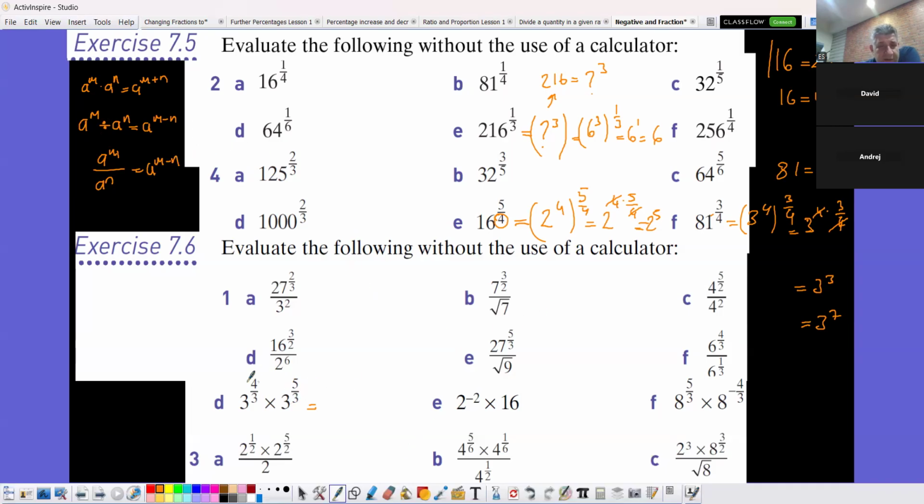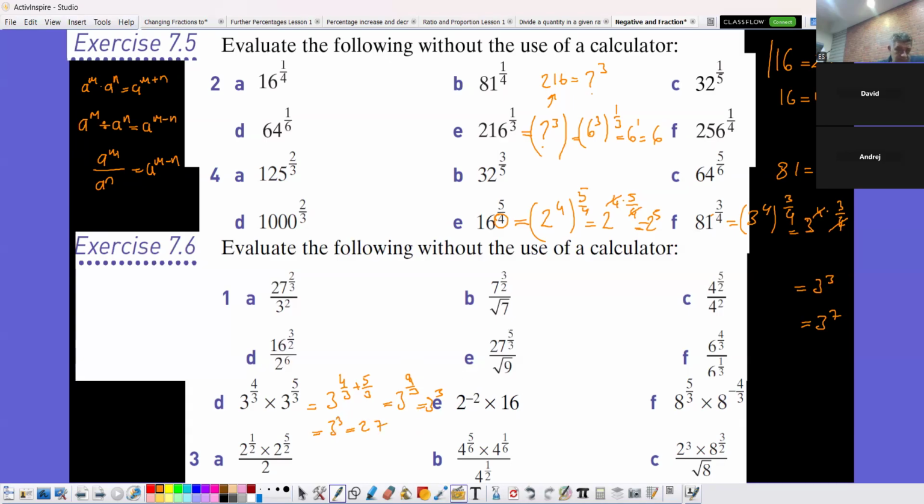So here the fractions are 4 over 3 and 5 over 3, which means that we have to add. 3 to the power of 4 over 3 plus 5 over 3, which is equal to 3 to the power of 9 over 3, actually. And that's going to be equal to 3 to the power of 3. Then it's going to be equal to 27.